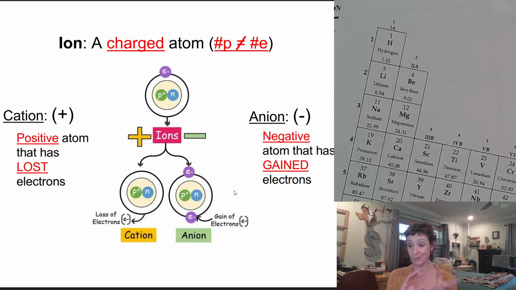So the key thing here is in order to become an ion, you got to pop off electrons. You cannot get rid of those positive protons. Those are in the nucleus.